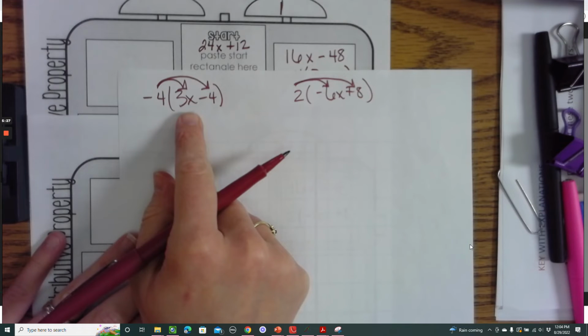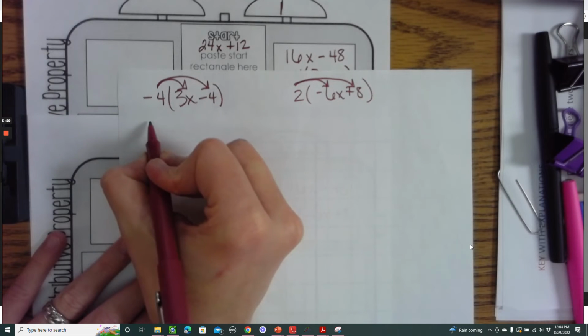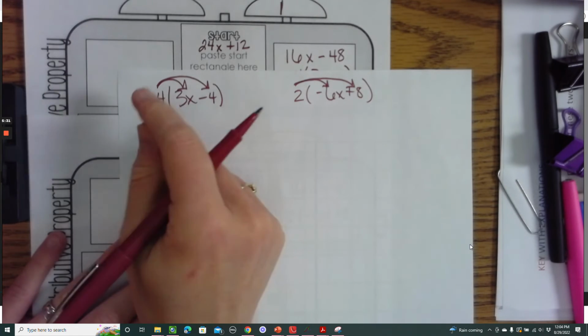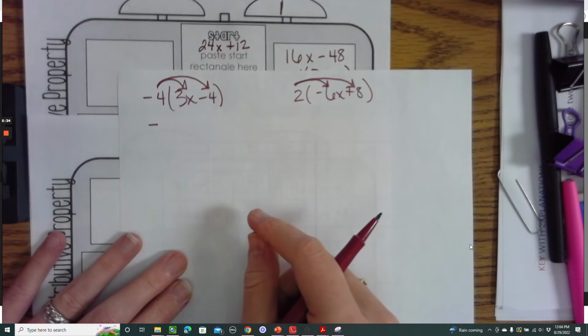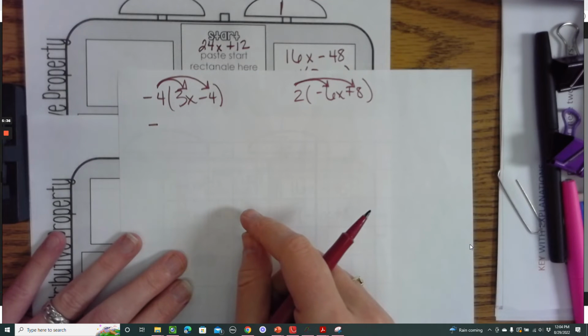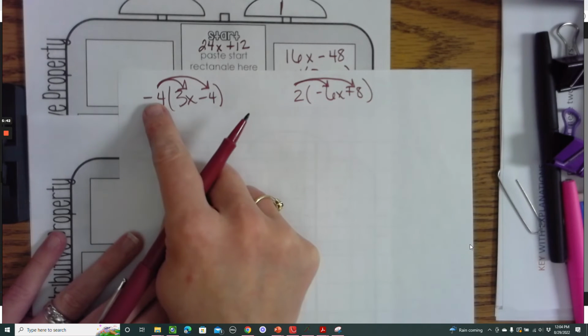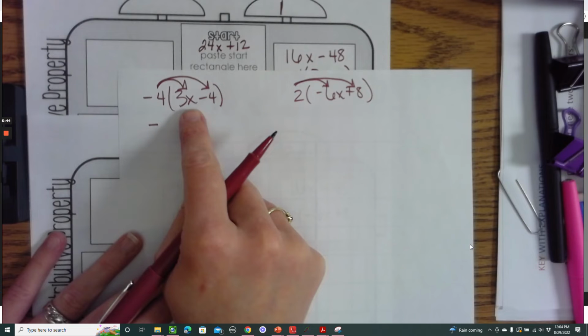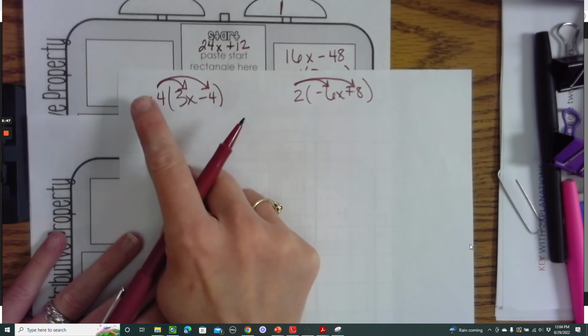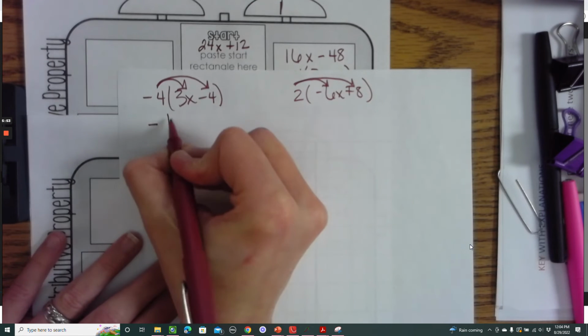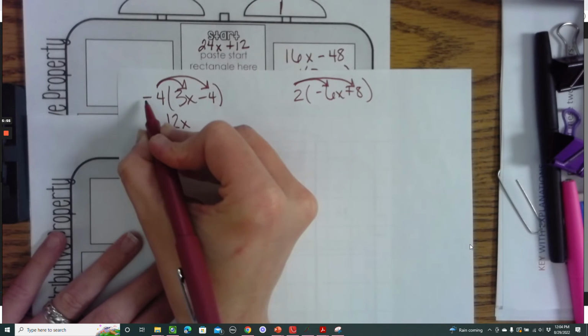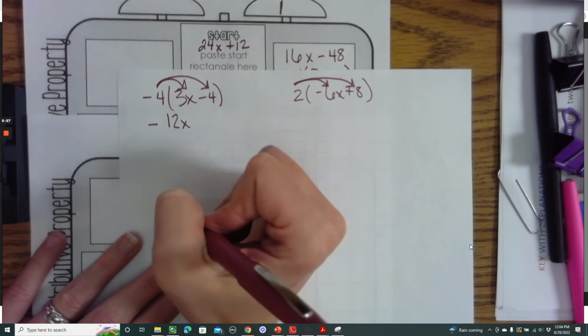What did you say you did? I want to write that down. Positive? Negative 12. Now ask that question again, babe. Can you write down what the formula is for you? There's no formula. Multiply the number outside by each term inside the parentheses. Negative 4 times 3x. Negative 12x.